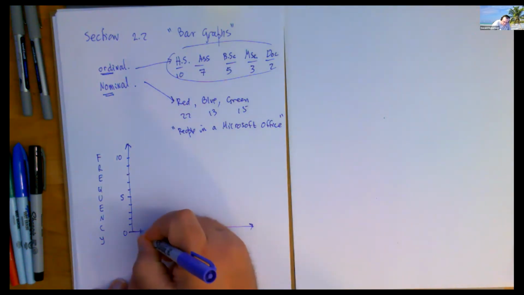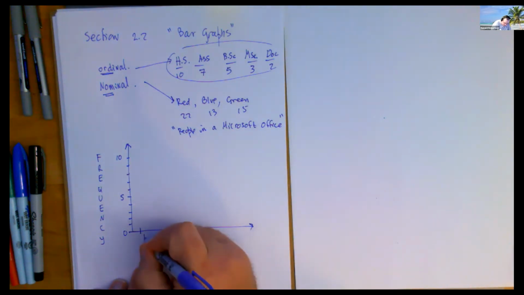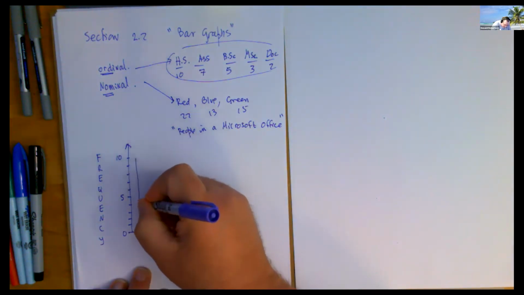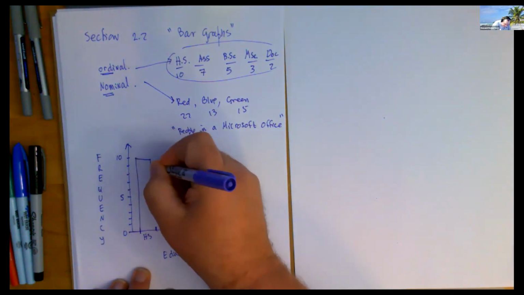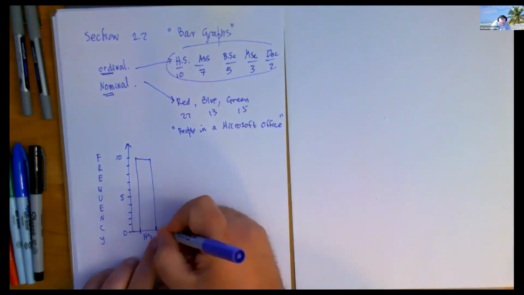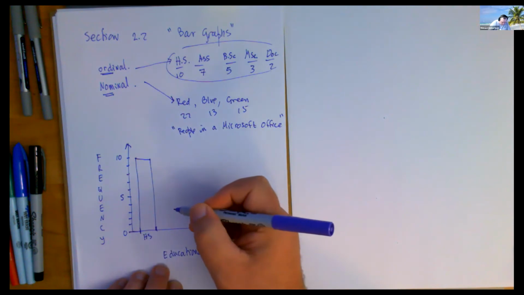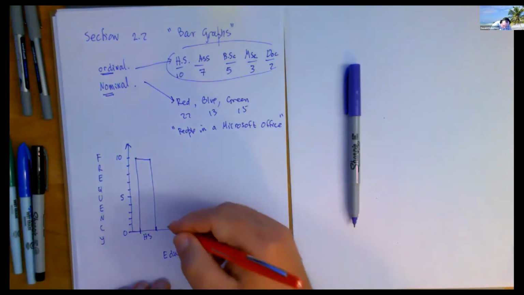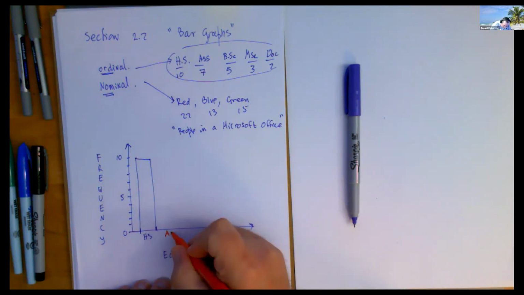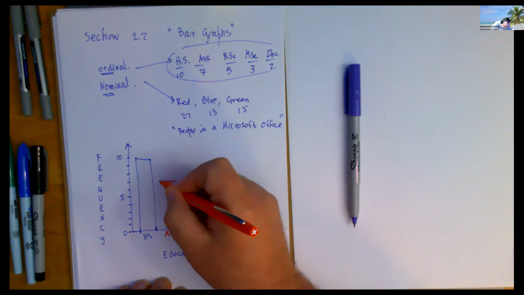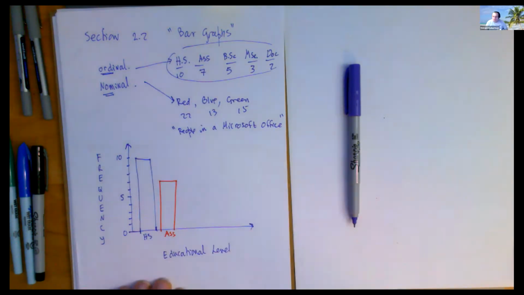So you make a little mark and you put high school and you do a rectangle and you go up 10 high. And then you leave a little gap, a big gap or a little gap. That's, I guess, your choice. No particular reason, I'm just using a different color pen because I want to. You then do associate's degree. And there were 7 of them, so that would be here. And you do another rectangle the same way.